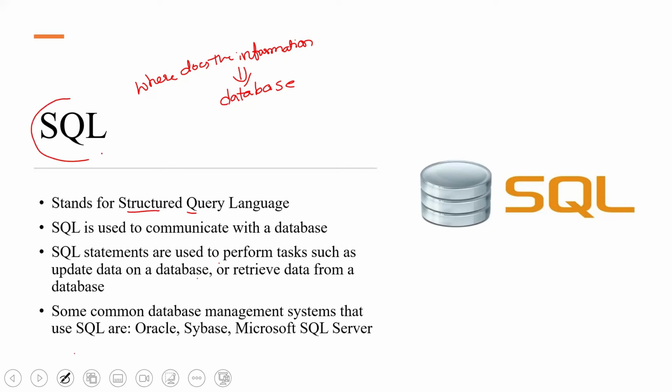What is the purpose of SQL? What is the major use of SQL? Communicate with the database. So, how can SQL communicate with the database? SQL writes a program or query language which can be understood by the database. Hence, the database can provide us the relevant information. That is, SQL statements are commands to perform tasks, such as updating the data or retrieving the data from a database. Simple.